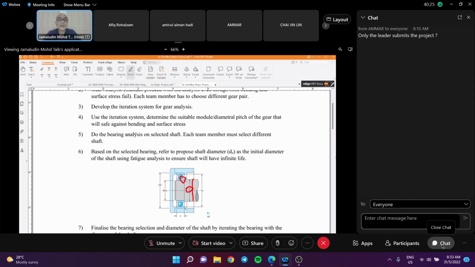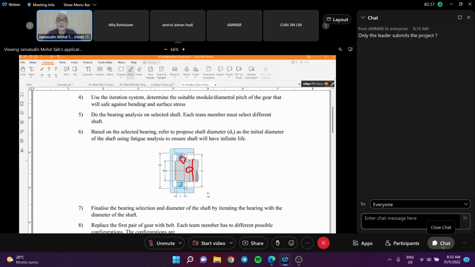Okay, that will be doing the bearing analysis on the selected shaft. For each member, based on the selected bearing, refer to the proposed shaft ds as the initial diameter of the shaft, using the fatigue analysis to ensure the shaft will have the final life. That will be the relation between bearing and shaft.